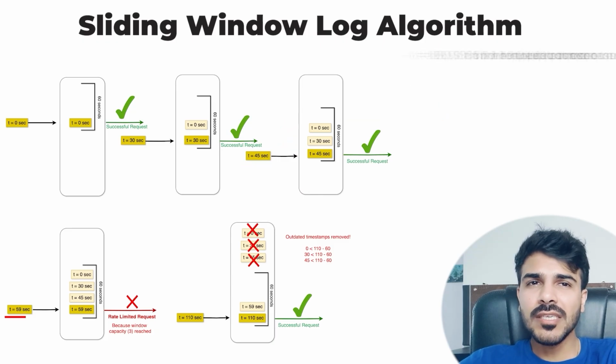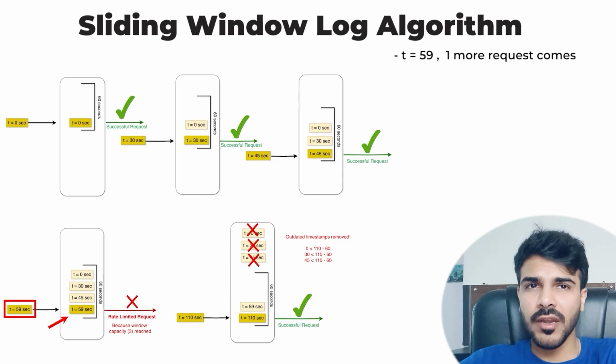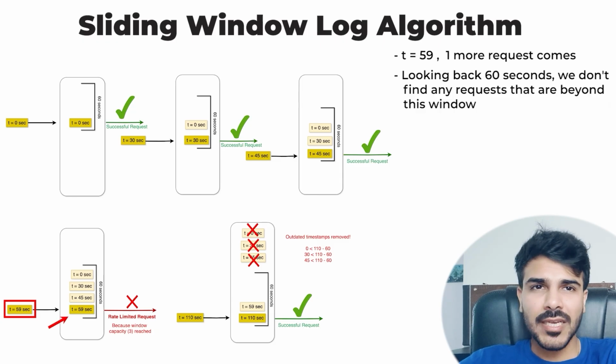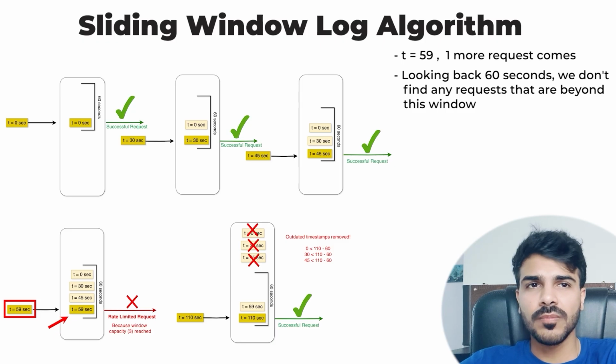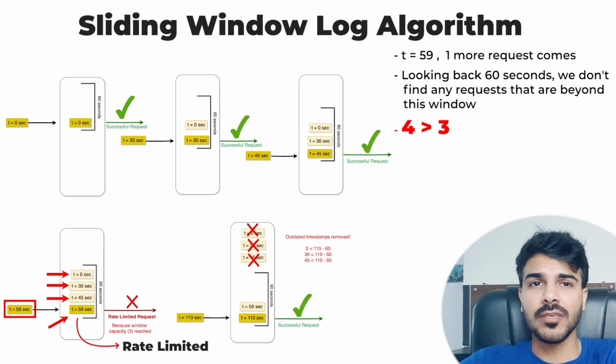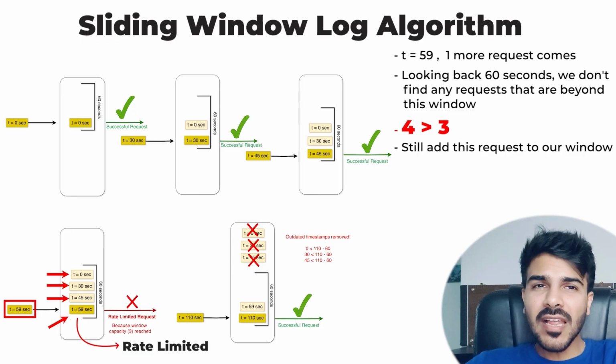Now let's say at t is equal to 59, we get another request. Looking back 60 seconds, we don't find any requests that are beyond this window. Then we count the total number of requests within the window. Now this time it would be 4, which is exceeding the capacity of 3. Therefore, this request would be rate limited. But we should still add this request to our window.